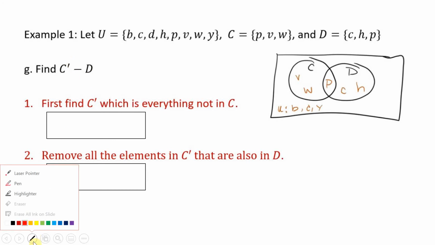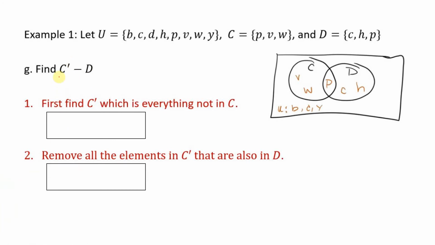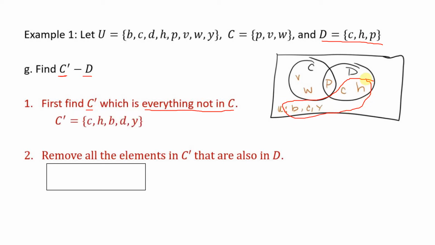So the first thing you want to do is find out C prime. There's no need to find D, right? Because D is already given up here. But we don't know what C complement, or C prime, is, so we have to find that first. C complement means everything not in C. So I have to grab every single letter that is not in the C circle. I find everything that's not in C, which is C, H, B, D, Y.